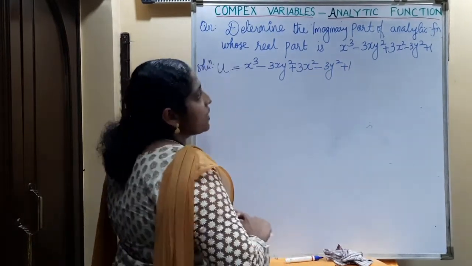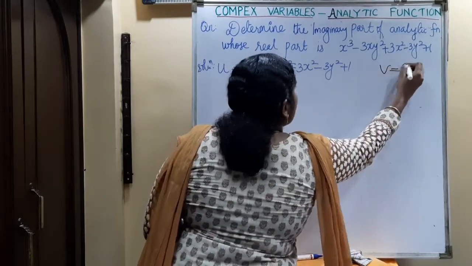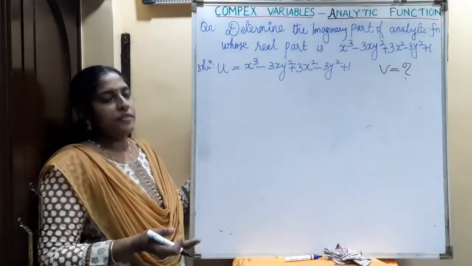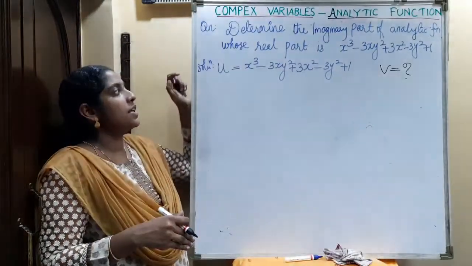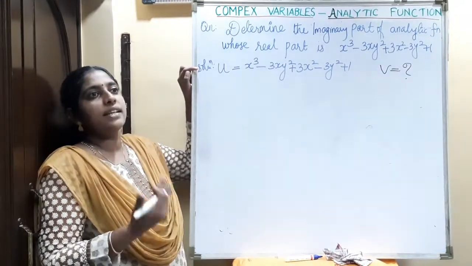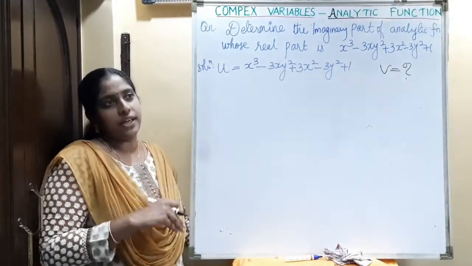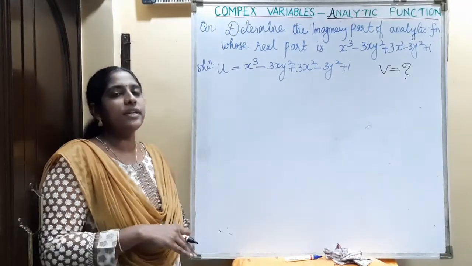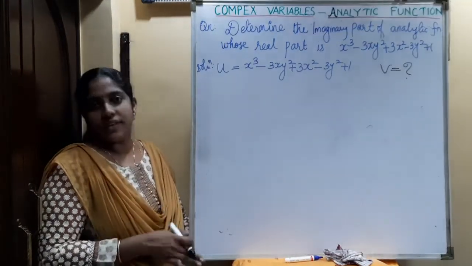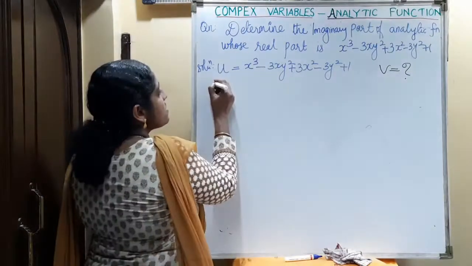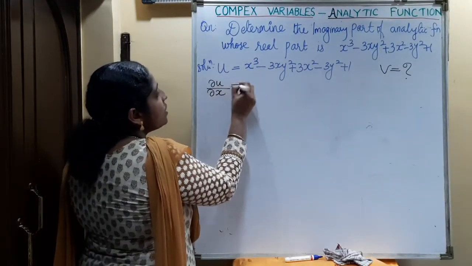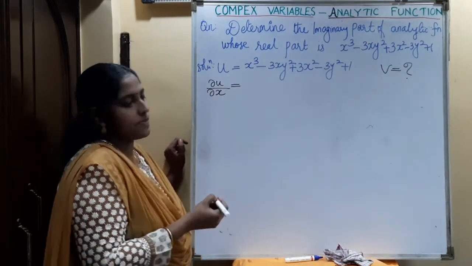And what we have to find out? We have to find out the imaginary part. What is v? So, what we have to do? We have to take the derivative of the given part with respect to x and y, then take the total derivative of the part we have to find, real or imaginary, and using the Cauchy-Riemann equations we can find it easily. First we have to find the partial derivatives with respect to x and y.